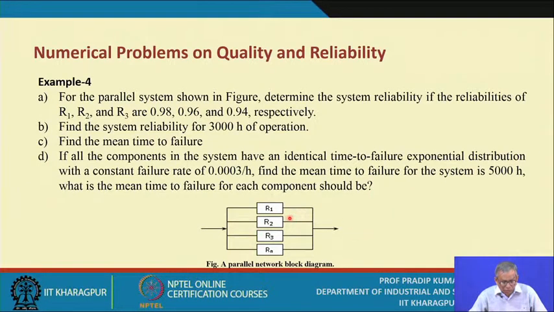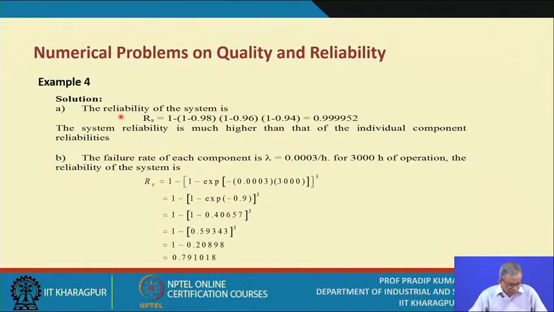So this is your parallel structure. The reliability of the system is 1 minus (1 minus 0.98) into (1 minus 0.96) into (1 minus 0.94). So these 3 terms you multiply, and then you subtract this product from 1, and you get the system's reliability with 3 components in parallel. The system reliability is much higher than that of the individual component reliability. So this is the advantage.